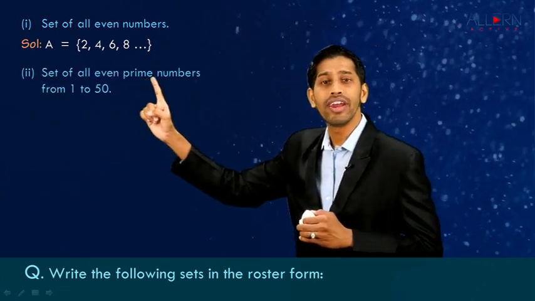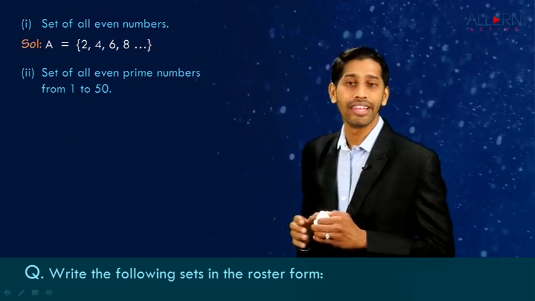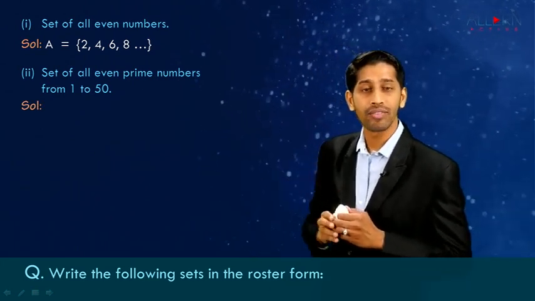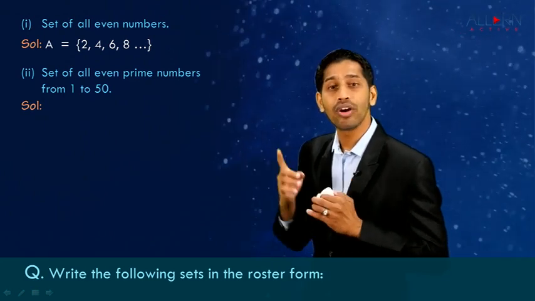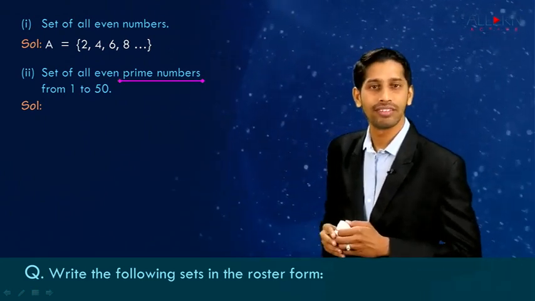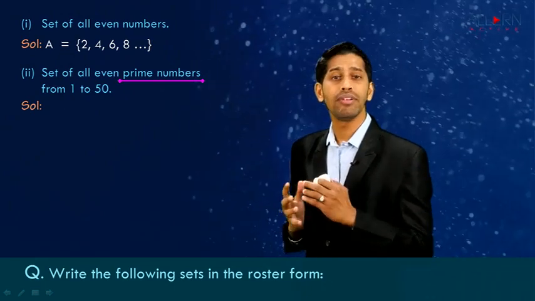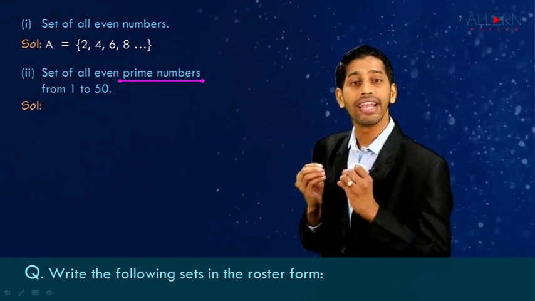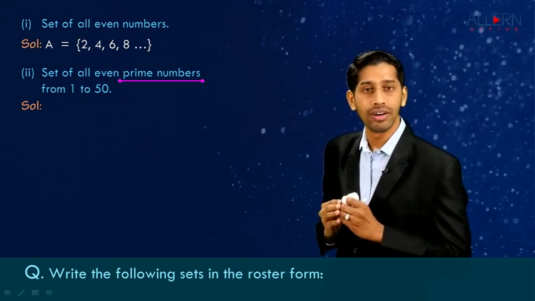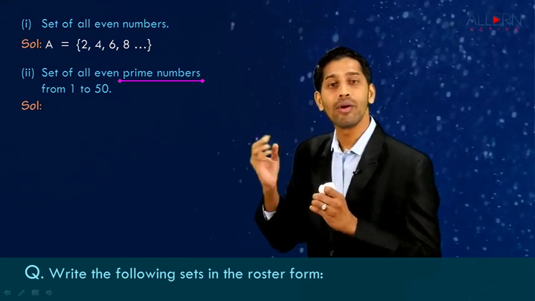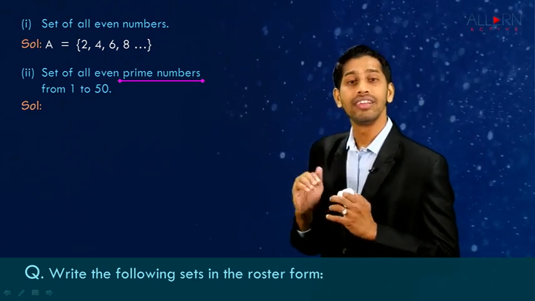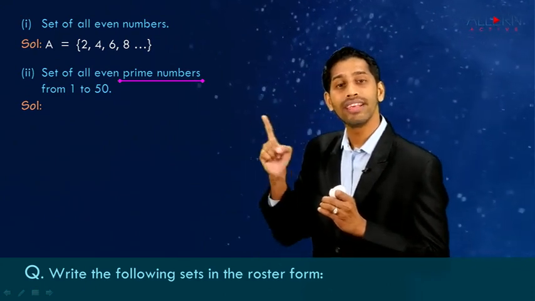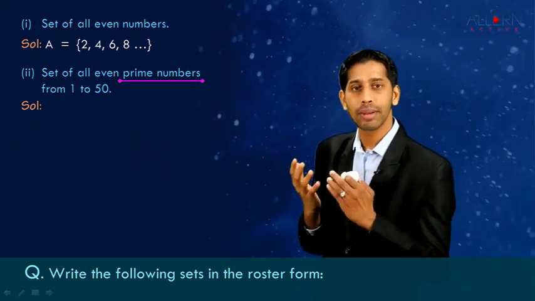Set of all even prime numbers from 1 to 50. That means we need to write all even prime numbers from 1 to 50. So first of all, let's understand what exactly we mean by prime numbers. Now we already know that prime numbers are those numbers which are divisible by 1 and itself. Example, 2 is a prime number because 2 is divisible by 1 as well as itself. 3 is a prime number because 3 comes in the table of 1 as well as itself, that is 3.